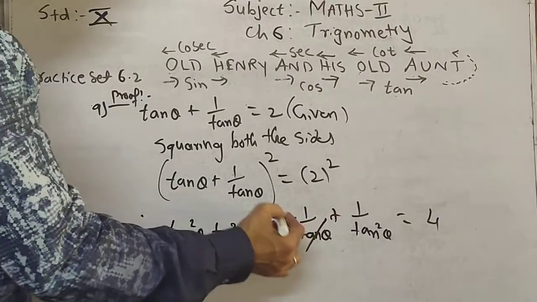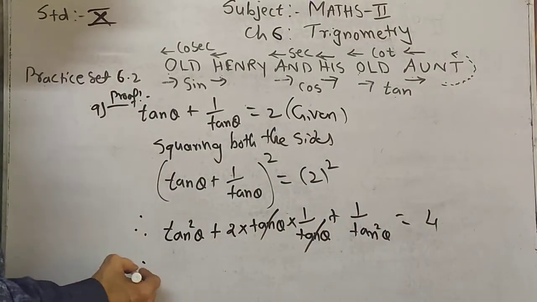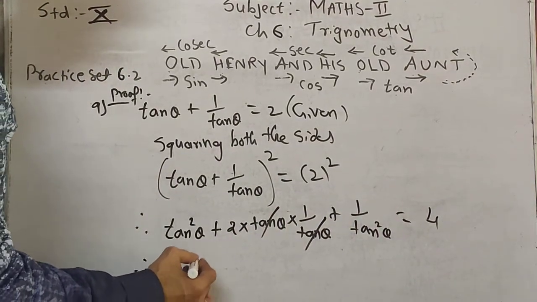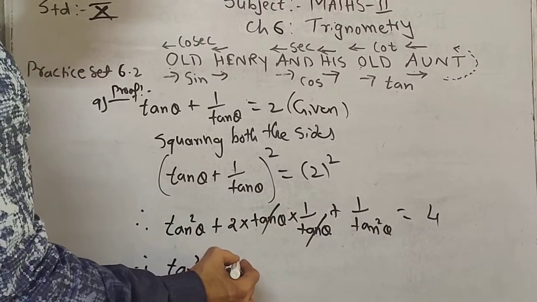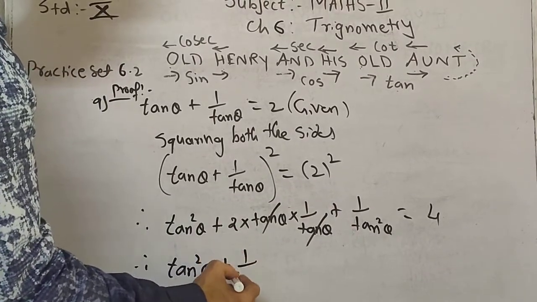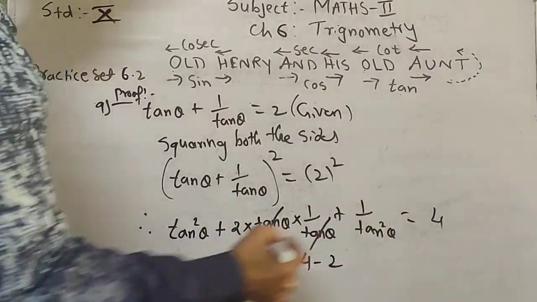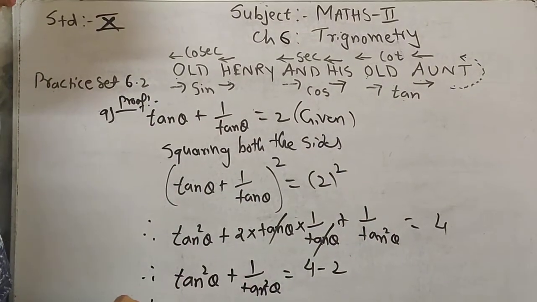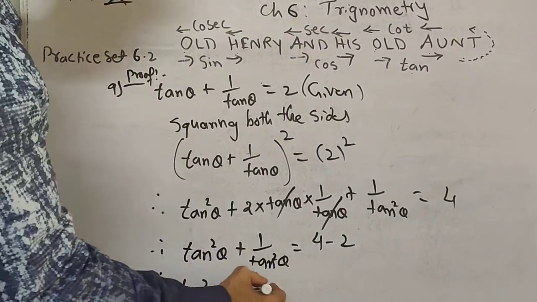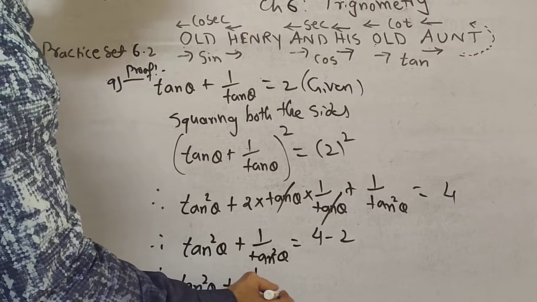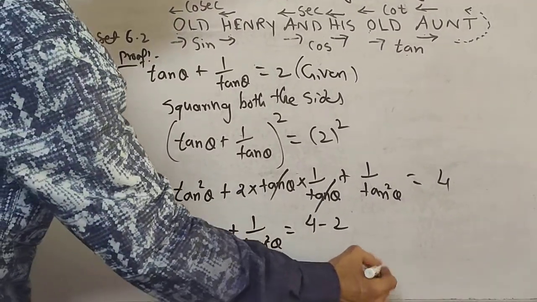Here tan theta will get cancelled. 2 will go there, becomes minus. So you will get tan square theta plus 1 upon tan square theta is equal to 4 minus 2. Therefore you will get tan square theta plus 1 upon tan square theta equal to 2. This is proved.